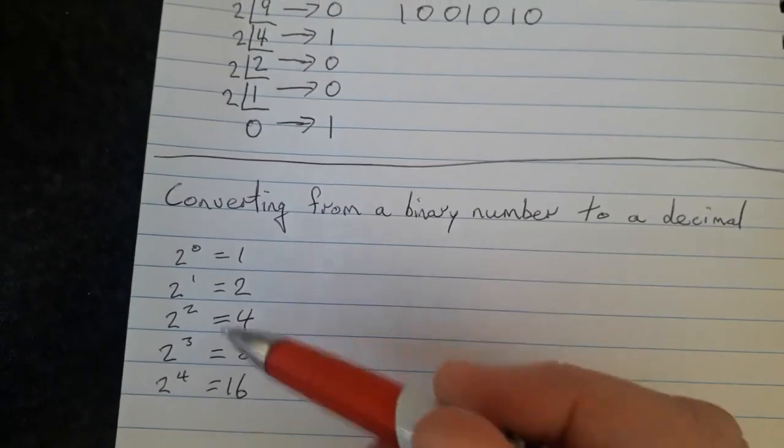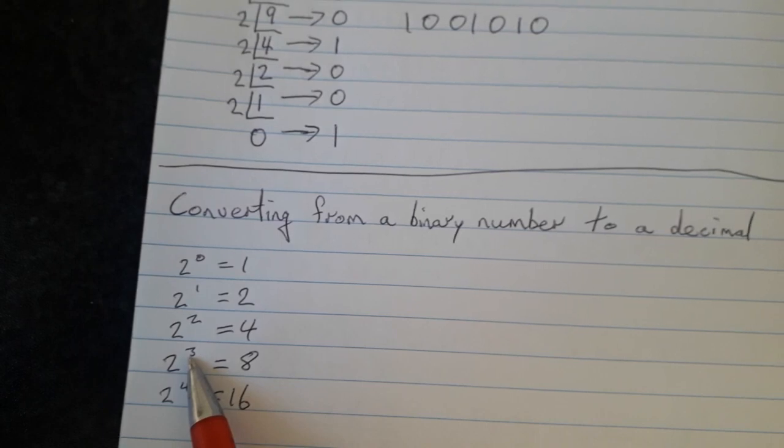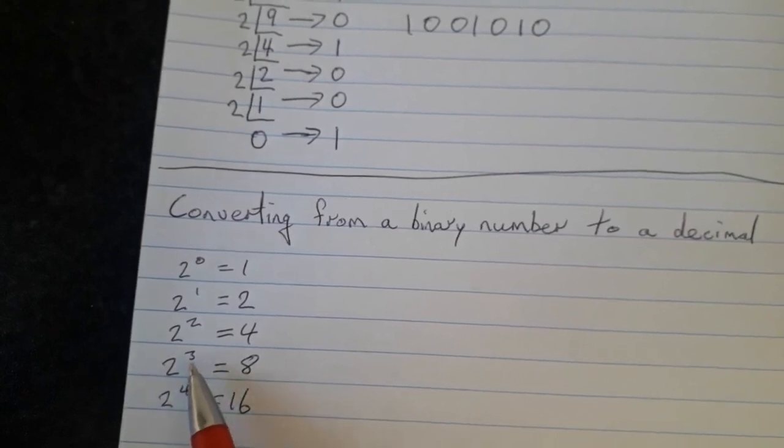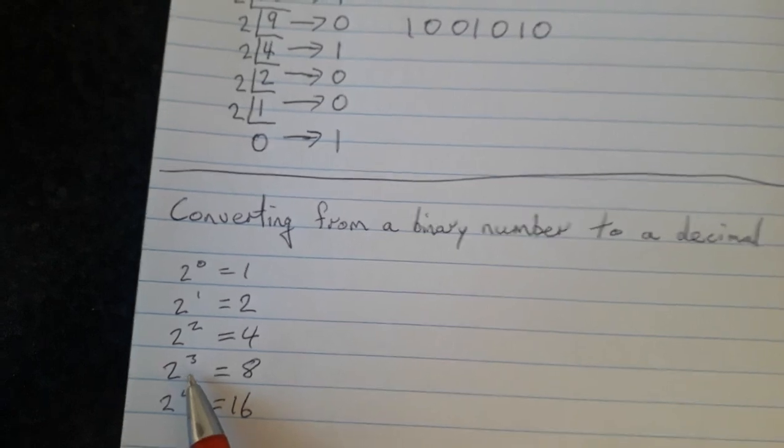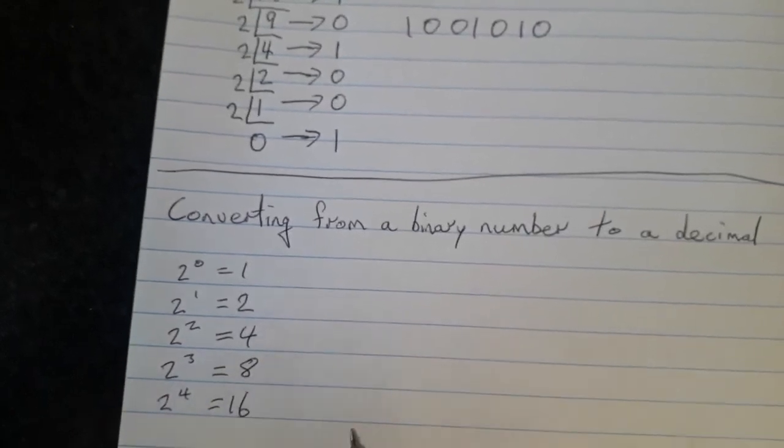And again, just for those people who are not familiar, 2 to the power of 3 just means 2 multiplied by 2 multiplied by 2. So you have 3 2's being multiplied together. So 2 2's are 4 and 2 4's are 8. You get an answer of 8.